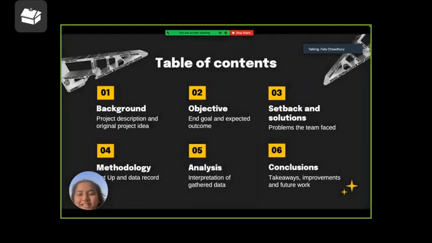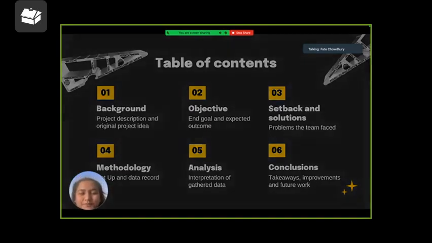In our agenda today, we're going to be discussing the background of our industry project, the Rascal Wedge, the objective of our experimentation, the setbacks and solutions we came up with through this entire process, the methodology of our experimentation, and the analysis from our experimentation and conclusion.